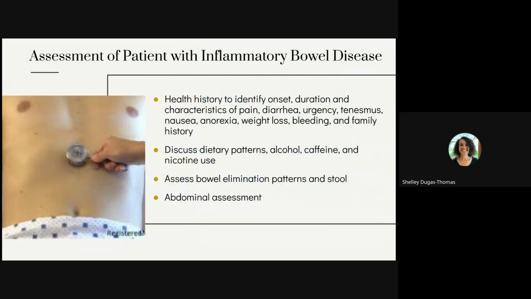In terms of assessment, you want to obtain a health history to identify onset, duration, and characteristics of pain, diarrhea, urgency, tenesmus, nausea, anorexia, weight loss, bleeding, and family history. You want to review dietary patterns and the use of alcohol, caffeine, and nicotine, assess bowel elimination patterns and stool characteristics, and perform a thorough abdominal assessment.